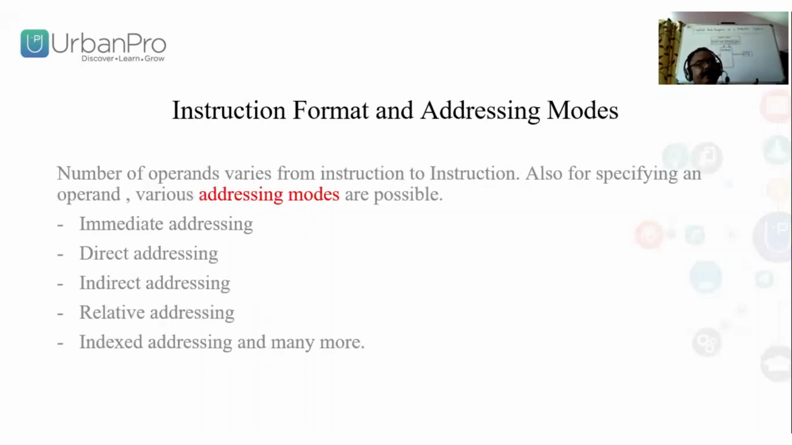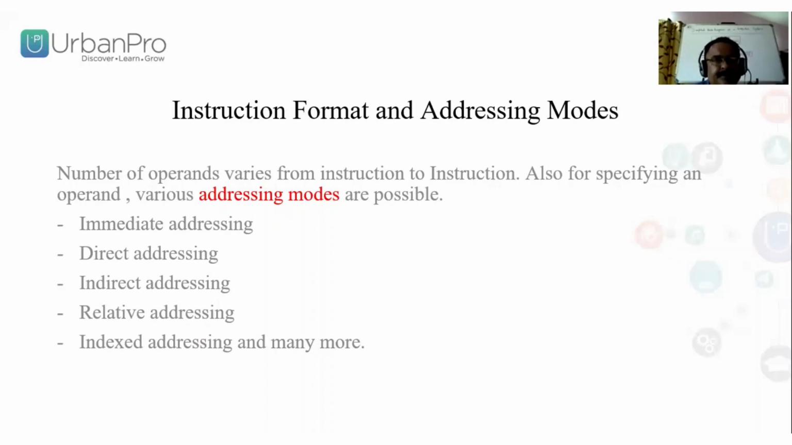Now instruction format and addressing modes. Instruction format means there is an opcode location and an operand location. For an ARM CPU, normally we have 32-bit registers and the memory is organized in 8-bit bytes, but the instructions are fetched 32 bits at a time. That is called memory interleaving, so that four locations can be altogether brought to the CPU for execution.